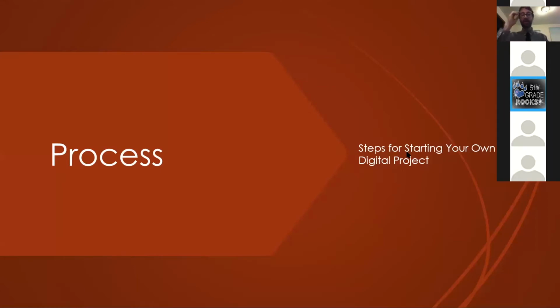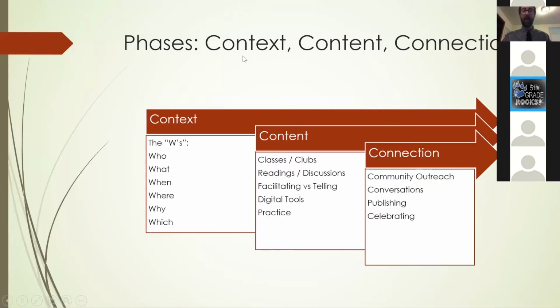So let's talk about the process, because I showed you some examples, but how did we get to that moment? I broke it down into 3 basic phases. You have your context that you have to establish, you have your content that you need to think about, and you have the connection component. How are you going to connect with the community members? So we're going to dive into each of these 3 different categories.